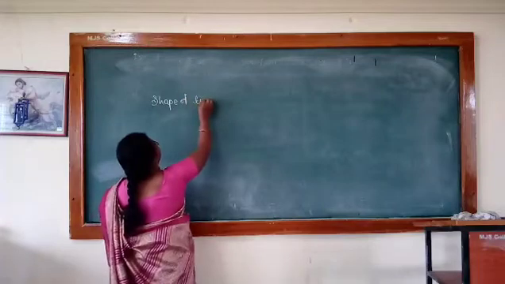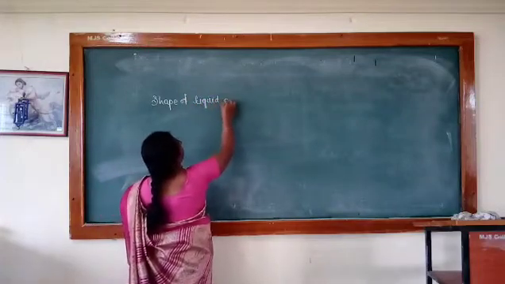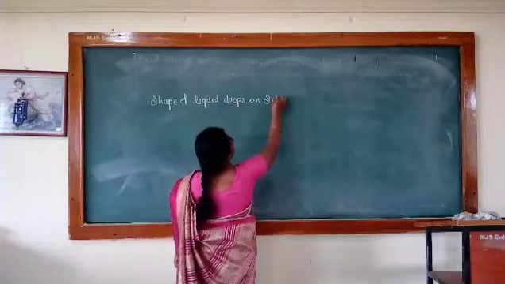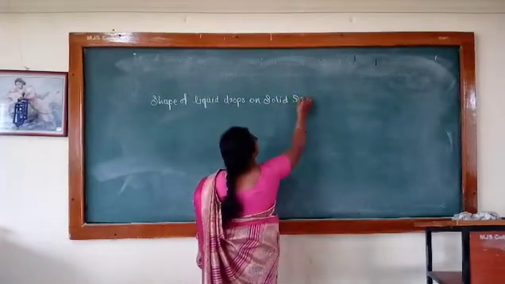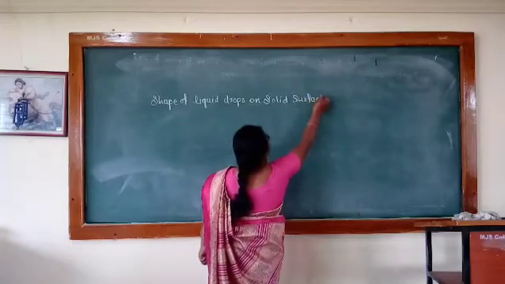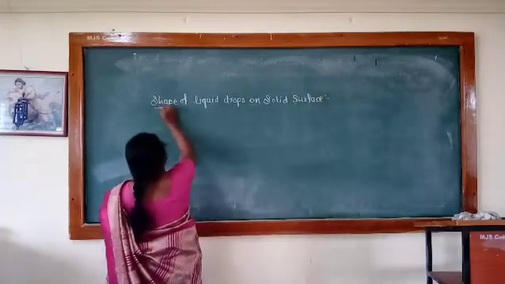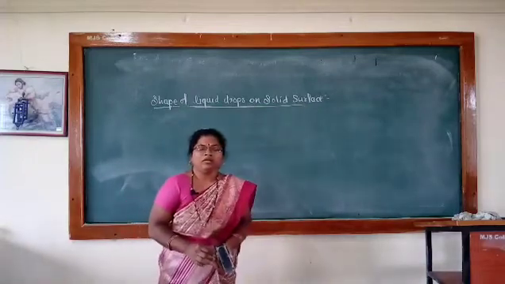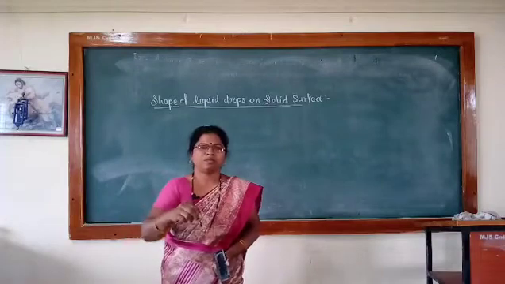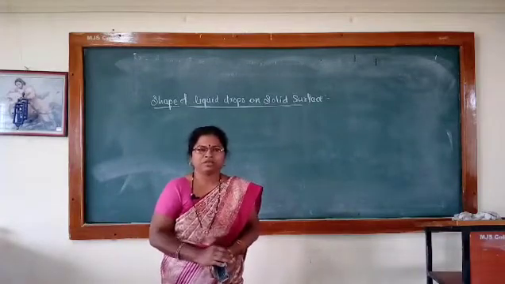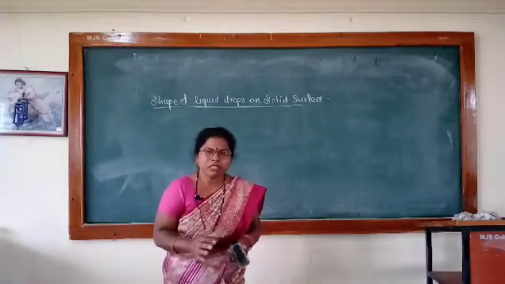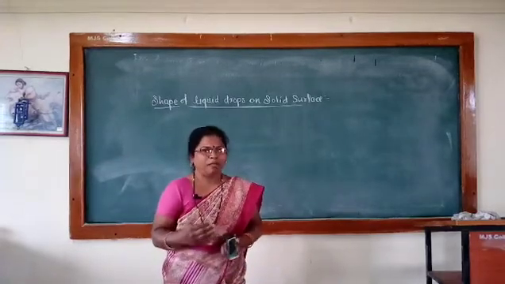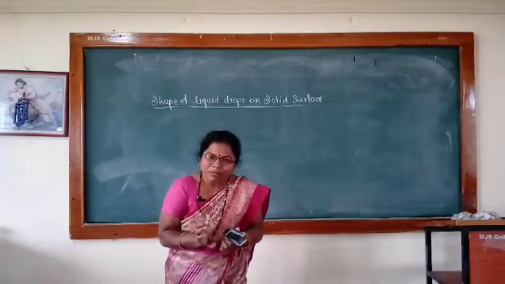Shape of liquid drops on solid surface. Now, if a liquid is dropped on a solid surface, what will happen? Either it will spread, or there should be a drop, or it becomes a spherical shape.